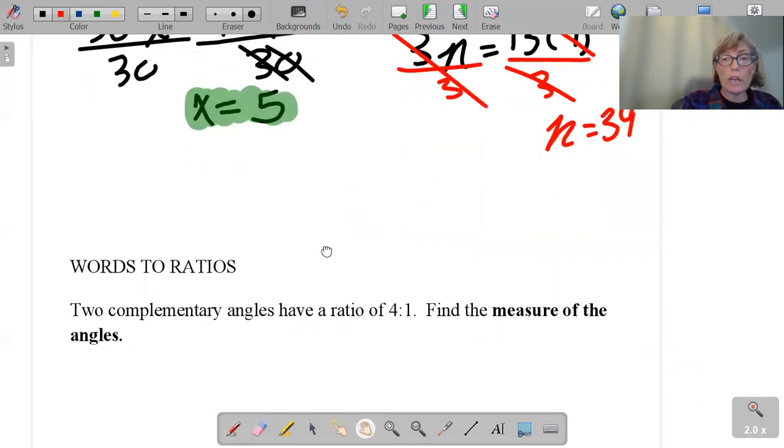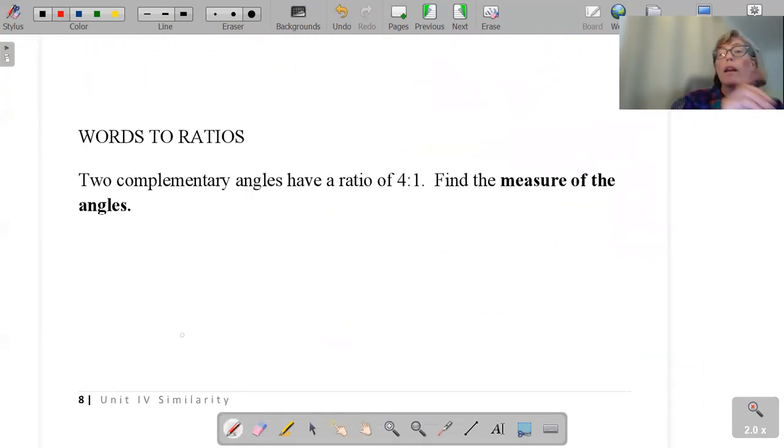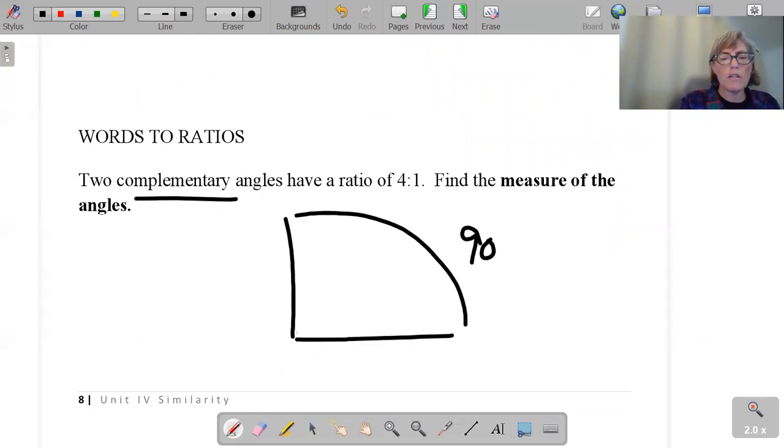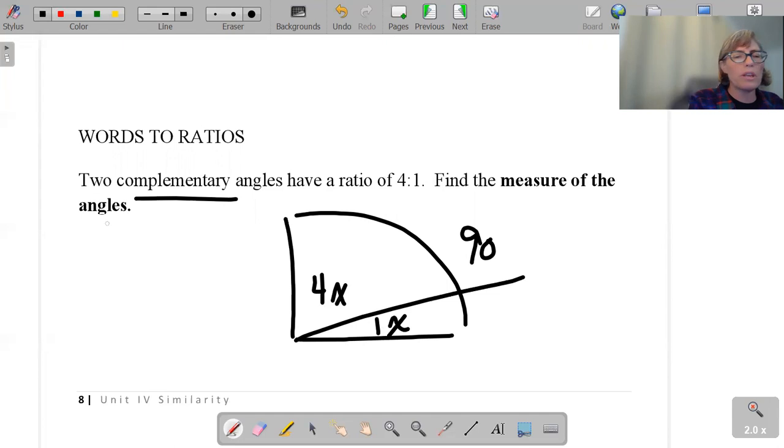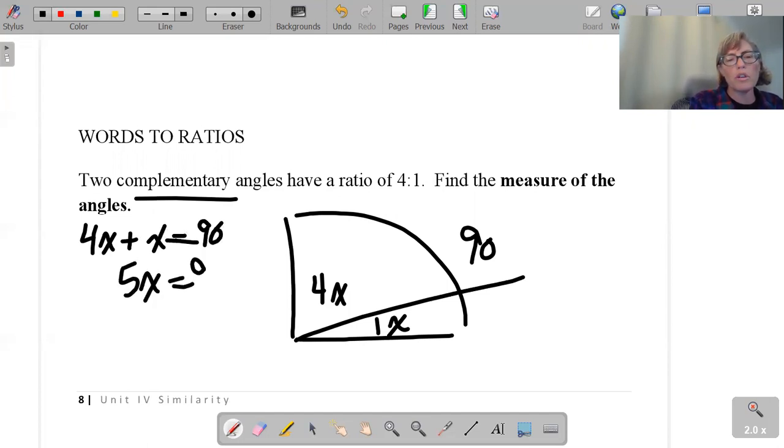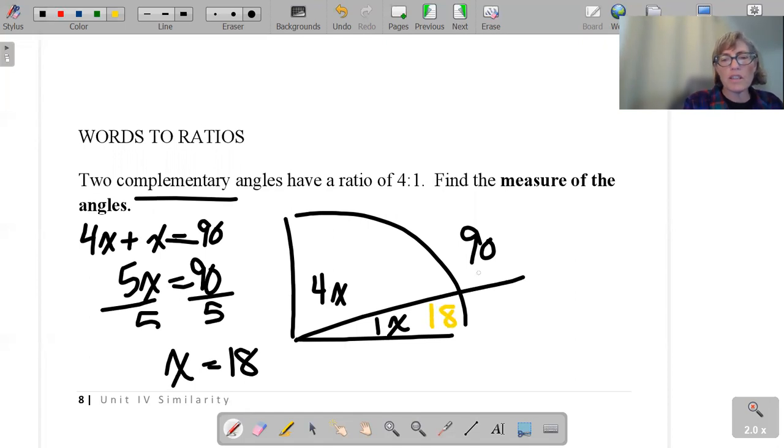So you should have gotten 5 and 39. Hopefully you did that without touching a calculator. Complementary angles means they add up to 90. They have a ratio of 4 to 1, so that's 4 of something and 1 of something. So it is 4 of something plus something equals 90. 5 of something equals 90. Divide by 5, and x equals 18. So that means this is 18. 4 times 18, of course, we get 72.